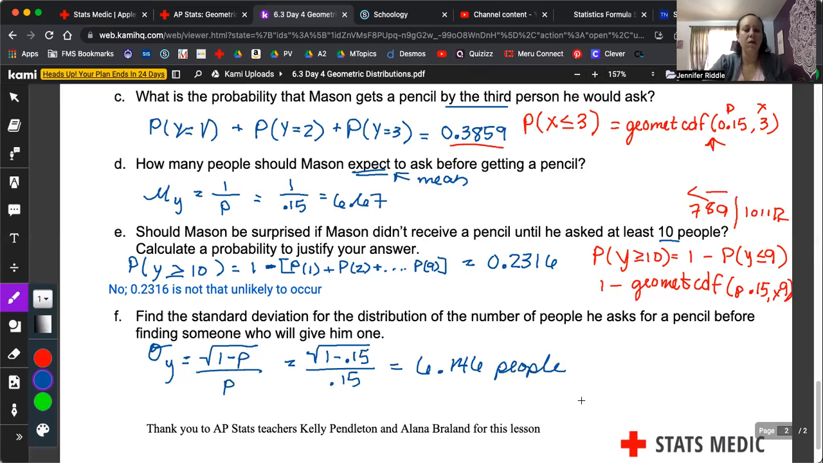All right, so lots of new formulas that are all on your formula sheet, so not something you have to memorize, but just be aware of that change between binomial distribution and geometric distributions. If you have more questions, don't hesitate to ask in class.